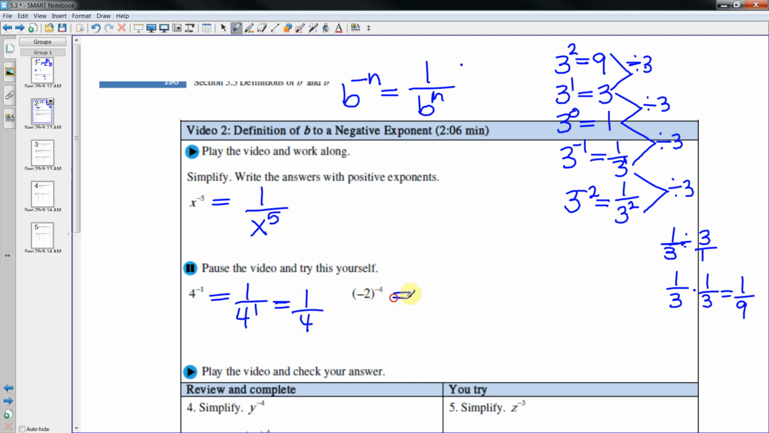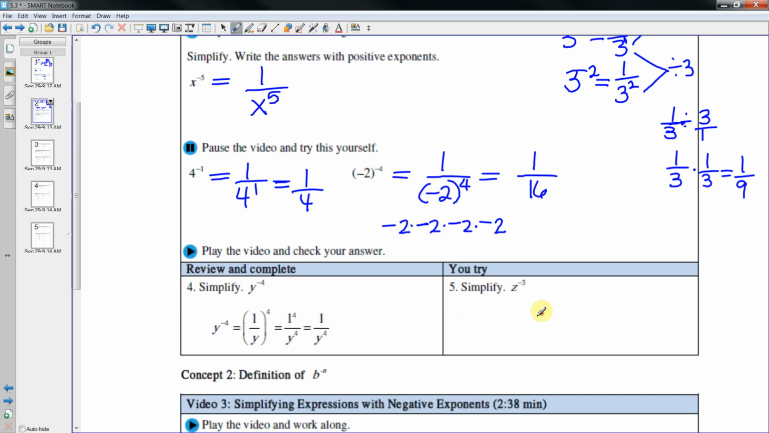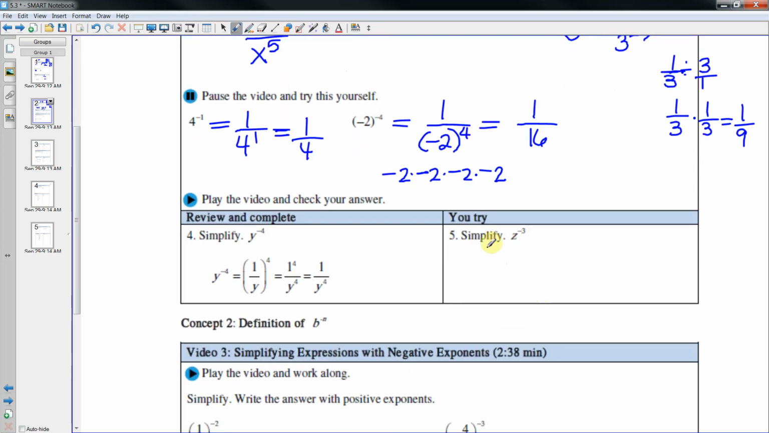Negative 2 to the negative 4 power. That negative 2 is in parentheses, so the negative in front of that 2 comes with it. It's the exponent that becomes positive. And so now we can work that out. Negative 2 times negative 2 times negative 2 times negative 2 should give me positive 16. Okay, so you try some. Z to the negative 3 is 1 over z cubed.